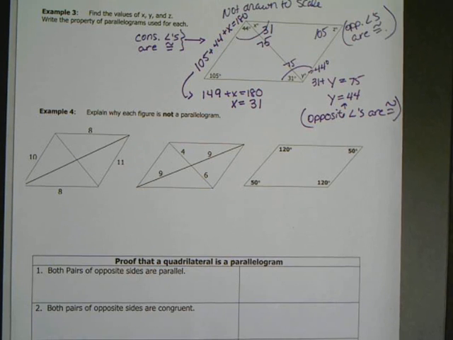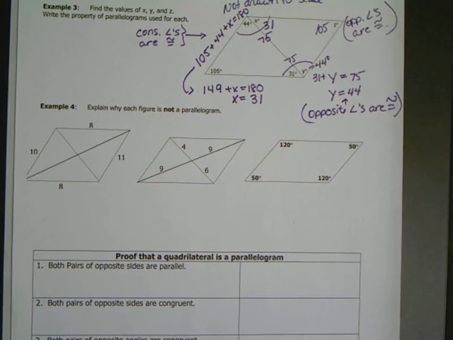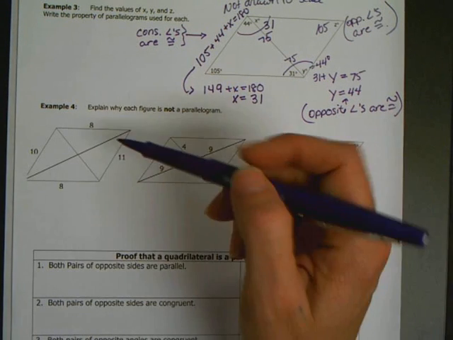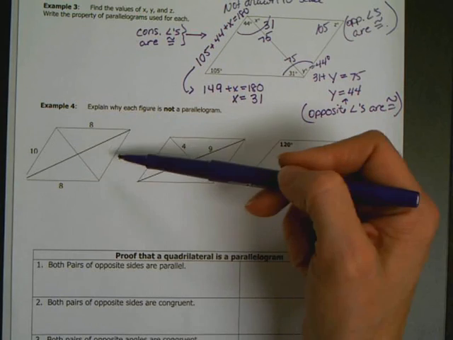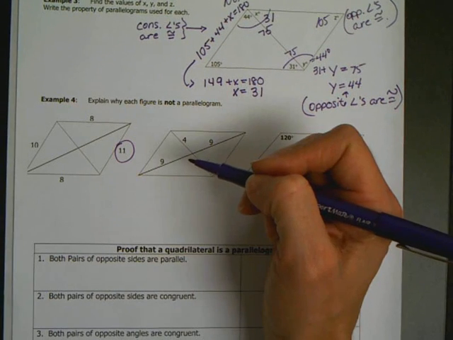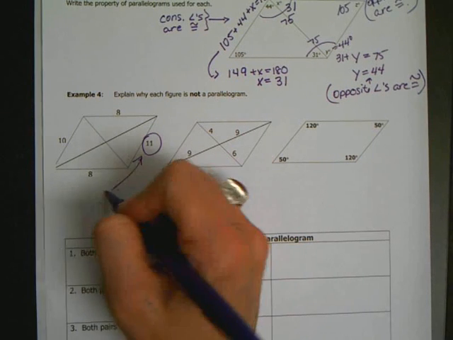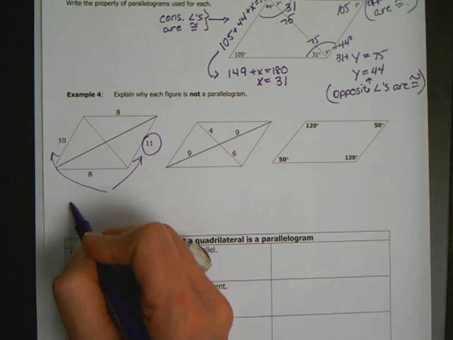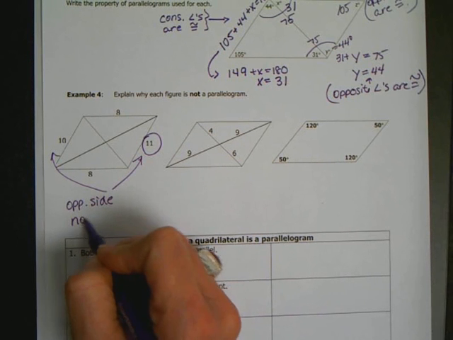Now then, example 4, explain why each figure is not a parallelogram. Now granted, some of these are a little hokey looking, but you would have to understand that it's not a parallelogram on the first one based on the fact that opposite sides are not congruent. So, it's not a parallelogram, opposite sides not congruent.